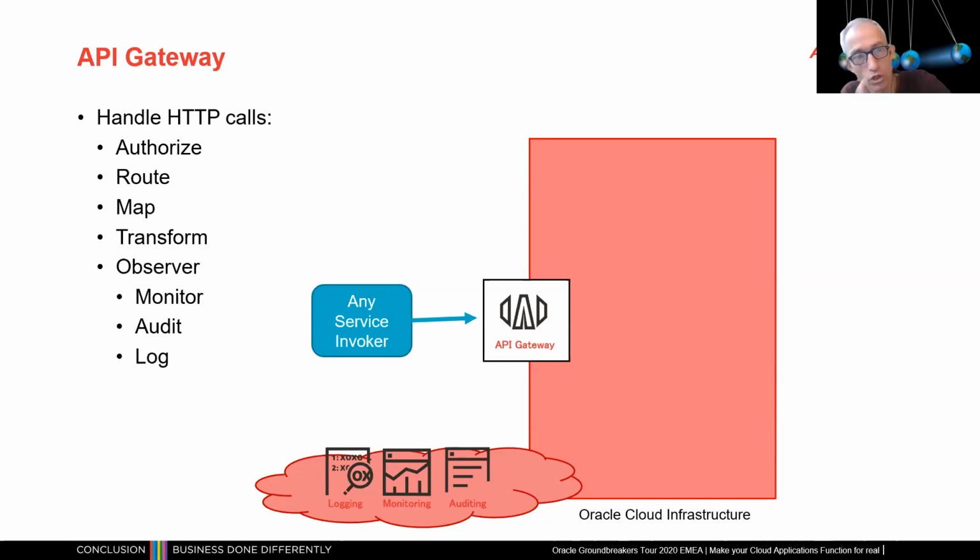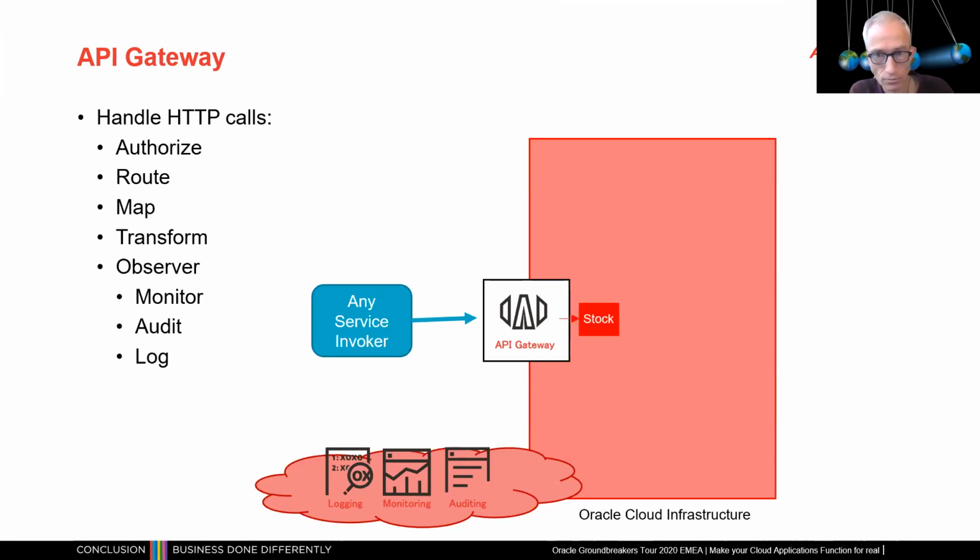It does authorization of requests, routing of requests, load balancing of requests, mapping of the incoming request to the onward sent request. It can, since September, also do transformation of the parameters and the headers in the request. And it also performs a number of observation tasks.